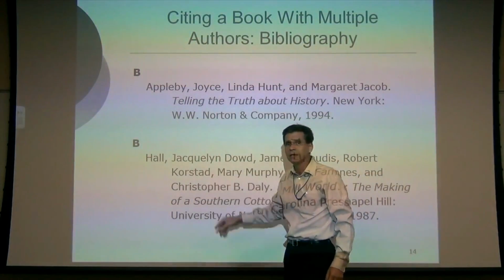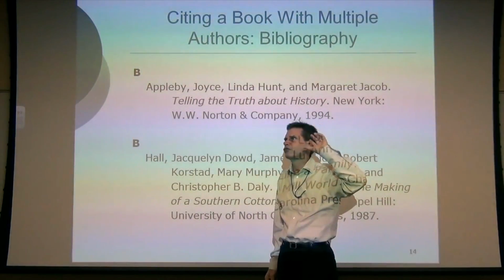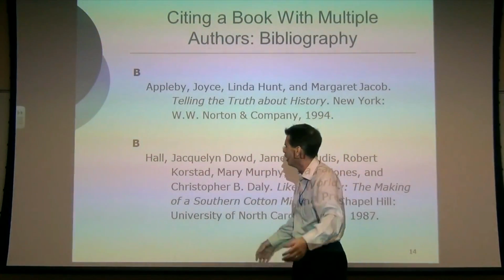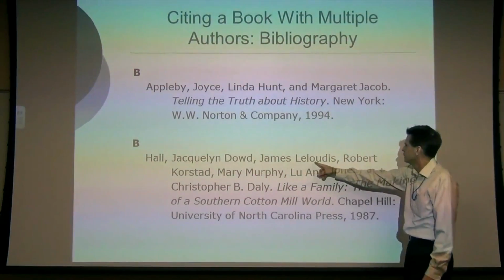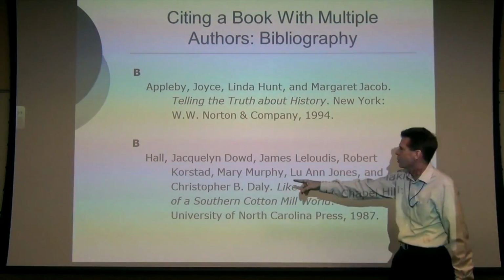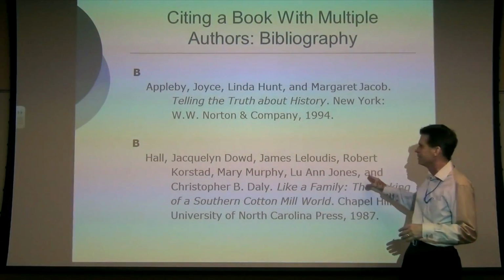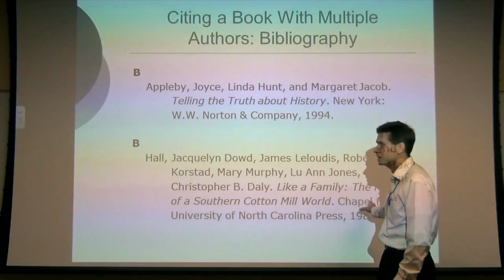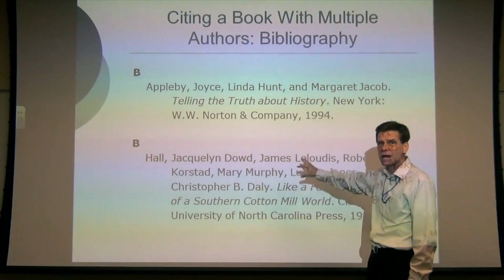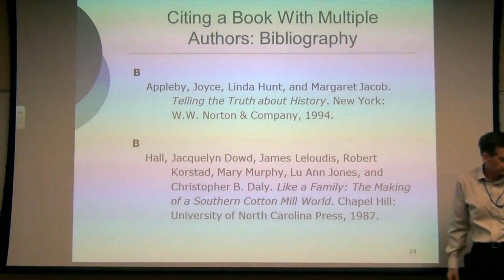Down here for the bibliography, they need to know every single author. If you've got 30 authors, you've got to list them all. So Hall, comma, Jacqueline Dowd, comma, James Lelotis, comma, Robert Karstad, comma, Mary Murphy, etc., etc., etc. And then finally, before the last one, and. And then everything else is the same. So these 2 slides show you how to do the different versions of multiple authors.